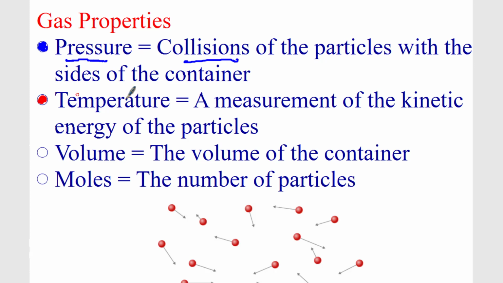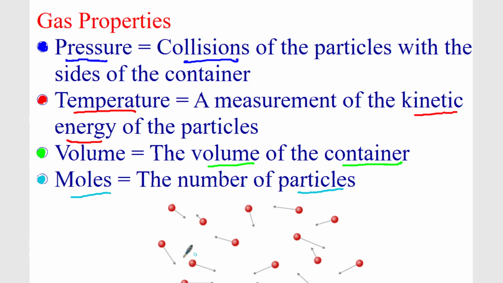The temperature of the gas is a measurement of the average kinetic energy of the particles. So temperature and average kinetic energy are related, okay? The volume of the gas is not the volume of the individual particles. They're negligible. It's the volume of the container, okay? So if you're in a room with a bunch of gas, the whole room's volume is the volume of the gases. And the number of moles is obviously the number of particles.